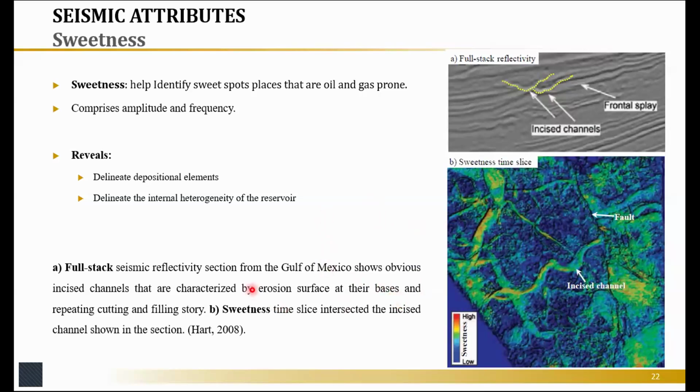This example is from the Gulf of Mexico, published by Hart 2008. So you can also use the sweetness to highlight some of these features, some of these attributes.